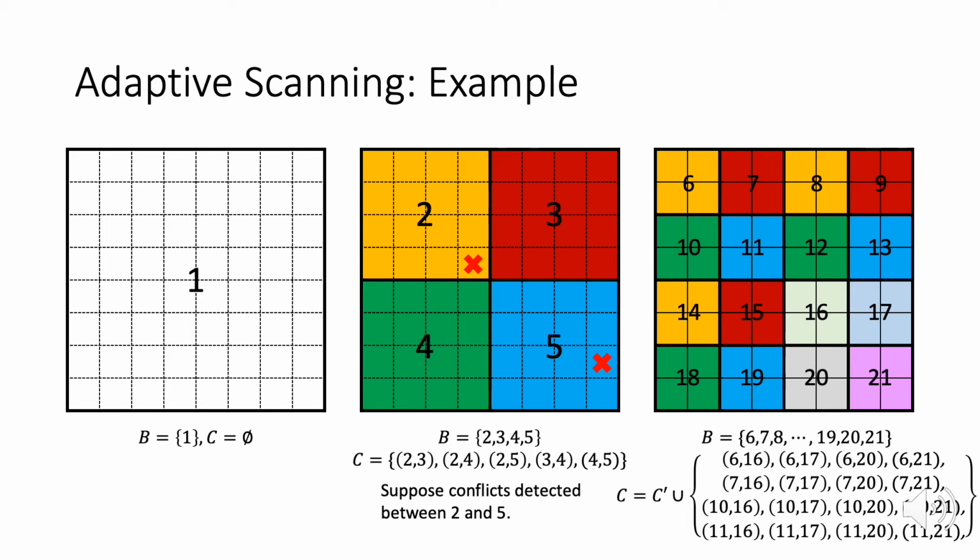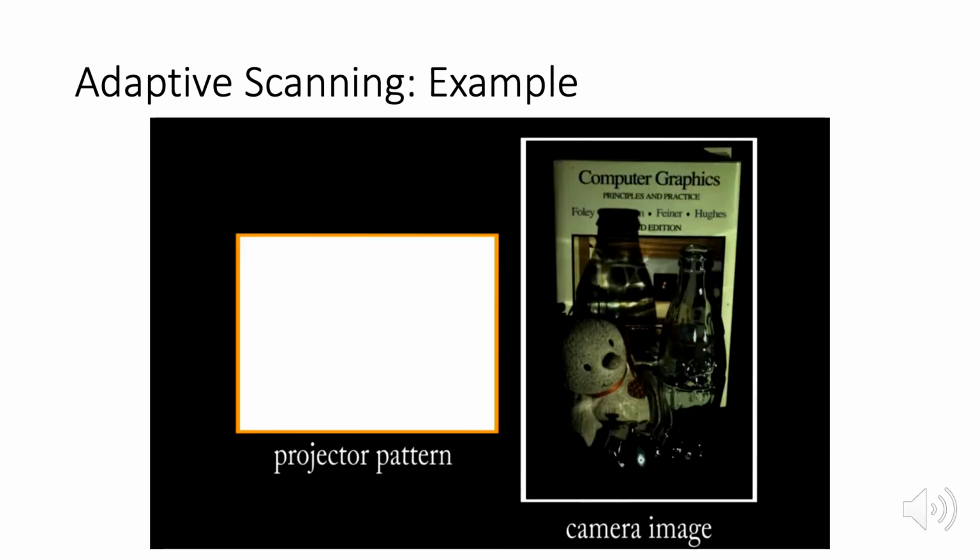Blocks 16 to 21 have distinct colors from blocks 6 to 11. Subblocks that fall in other parent blocks may share the same colors, while those that fall into the same parent block should have distinct colors. And here is the video for the adaptive scanning algorithm. The left is the projector pattern, and the right is the camera image.